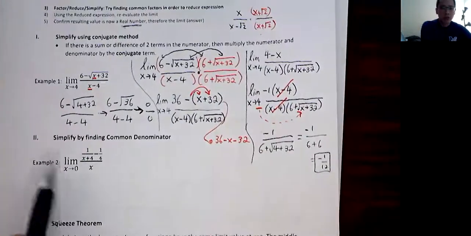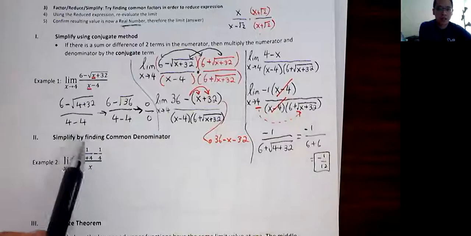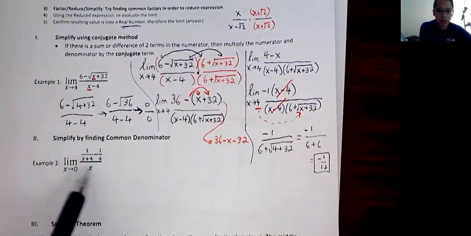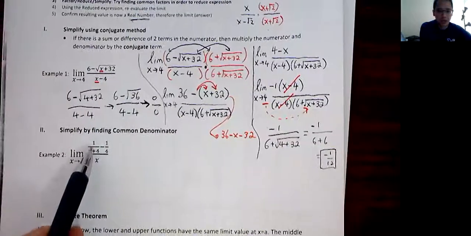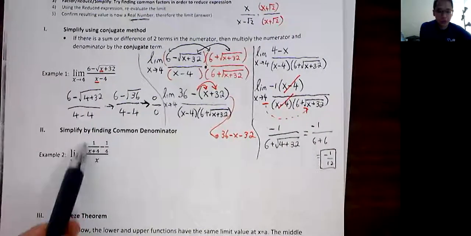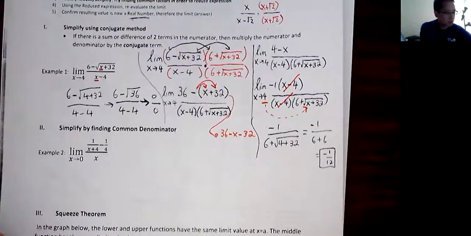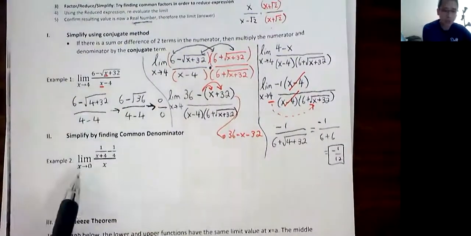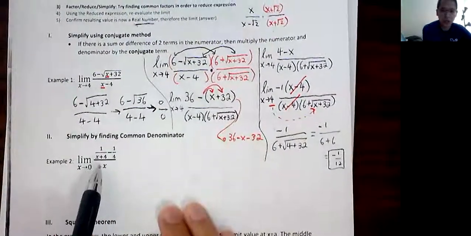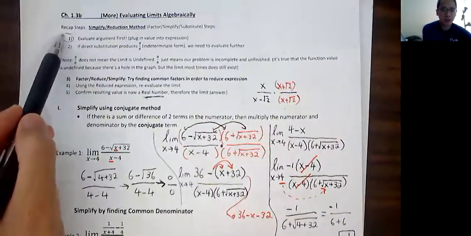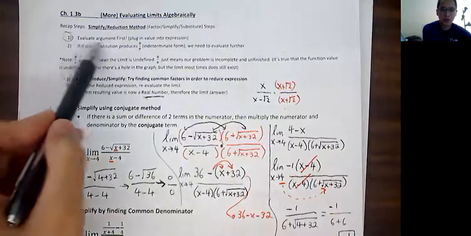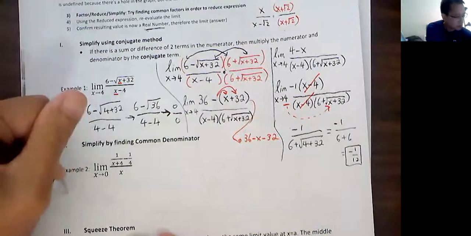All right, the second type is this type of problem where there's a complex fraction and we need to find a common denominator. So we see that we have a fraction within a larger fraction. First things first, though, we don't want to do anything that is different than any other problems that we've done in the past. We just want to evaluate that argument first. So plug 0 in for x.